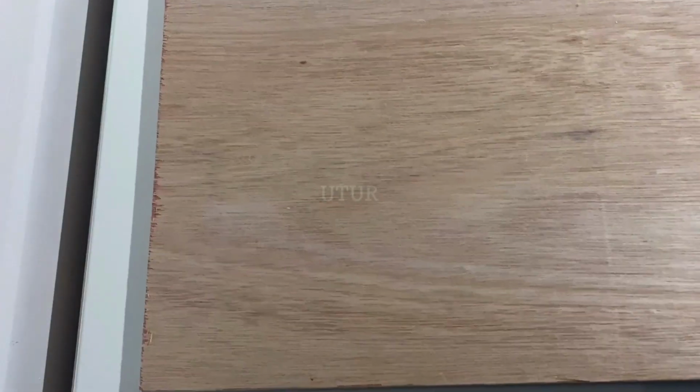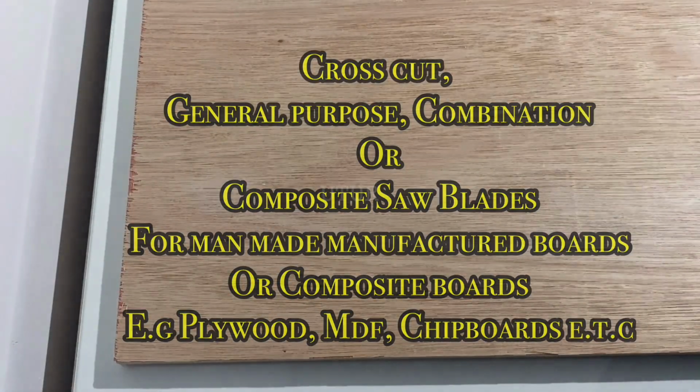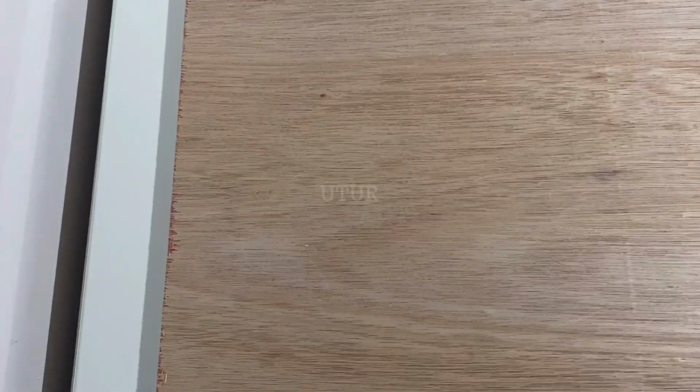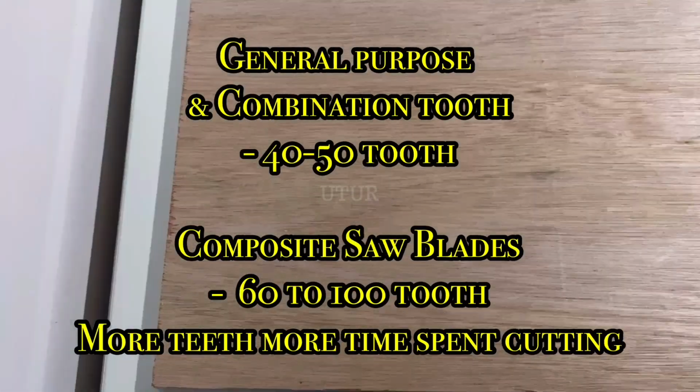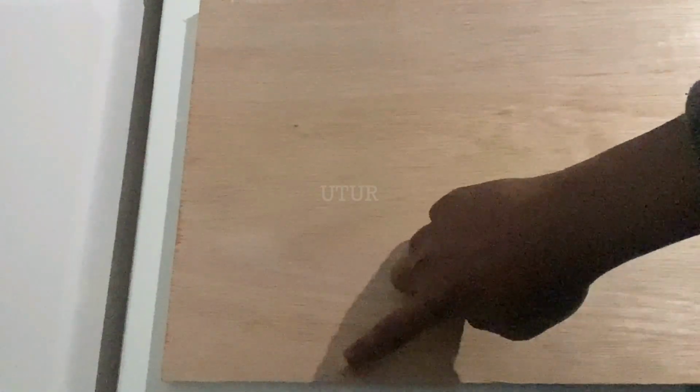That's why it is recommended that you use a general purpose blade or a combination blade to cut your plywood, which have a range of 40 to 50 teeth, or you can use a composite blade with a range of 60 to 100 teeth.